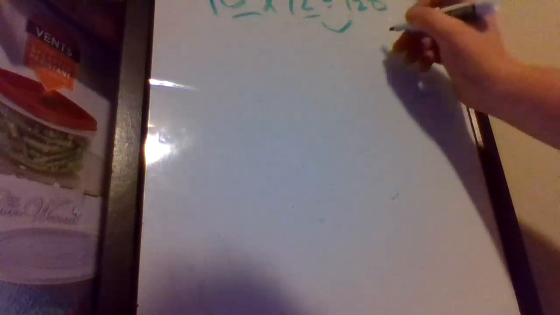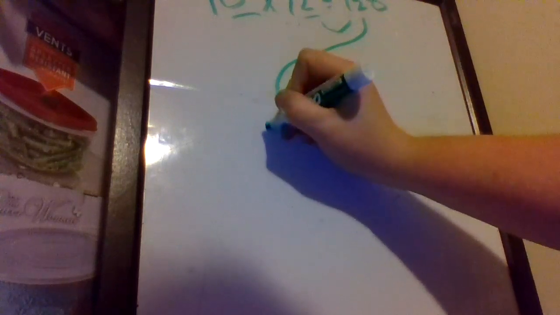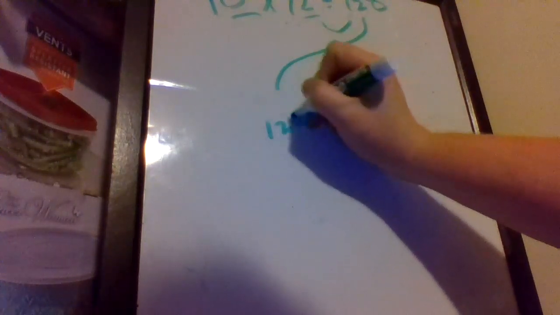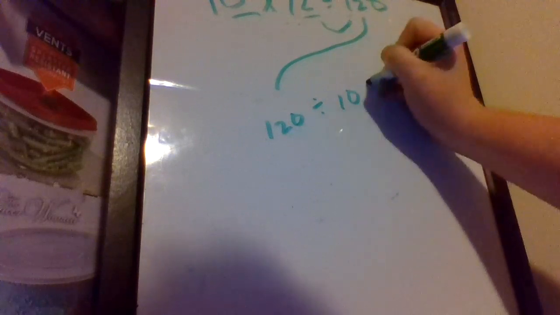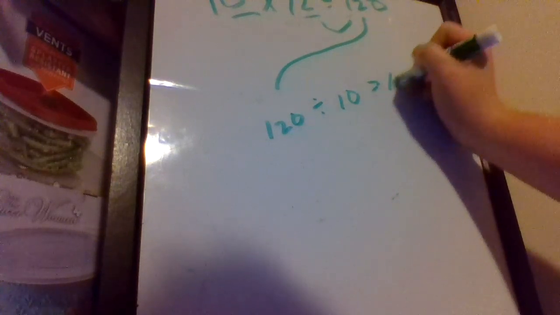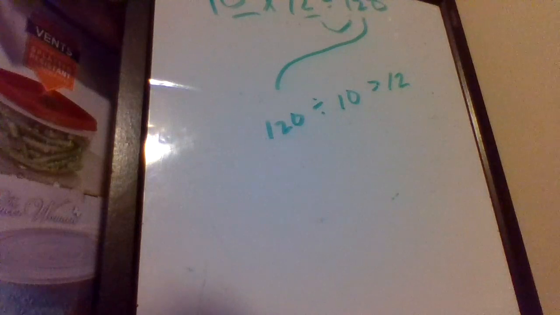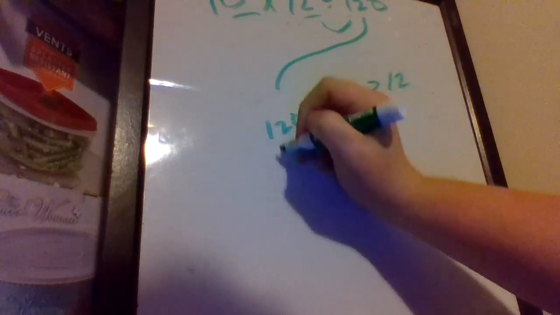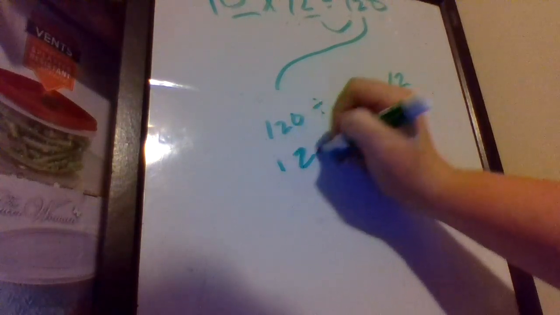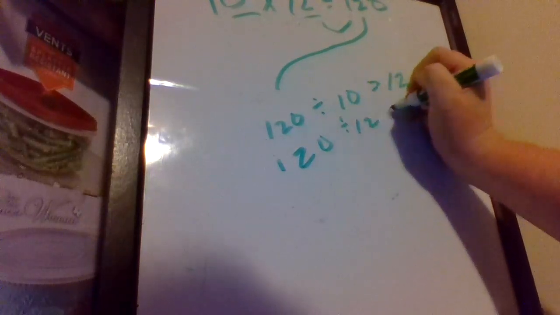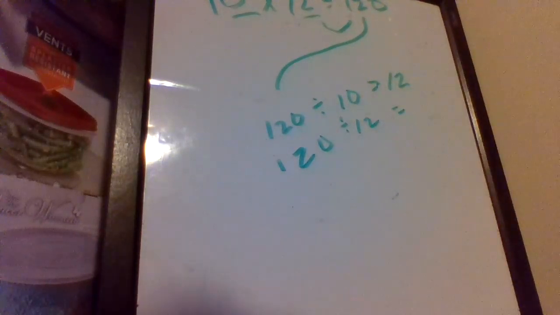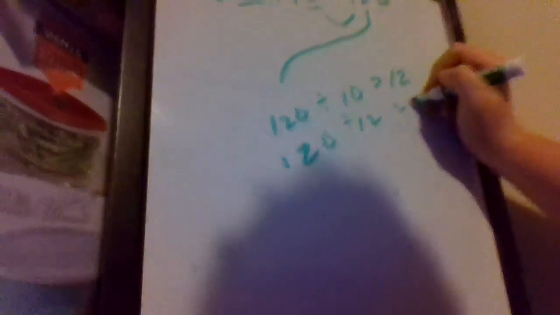So, using our principle that we just talked about, we're going to move 120 over here. We're going to divide it by 10, and that's going to give us 12. Or, if you want to do 120 divided by 12, that's going to give you, right, 10.